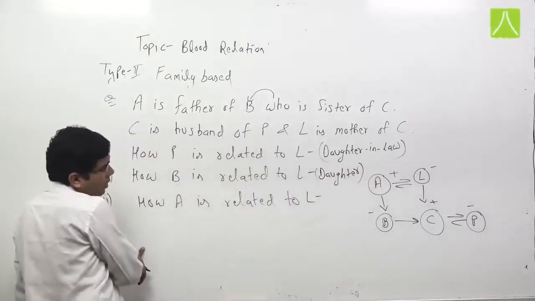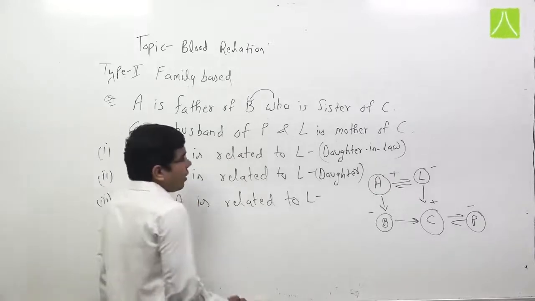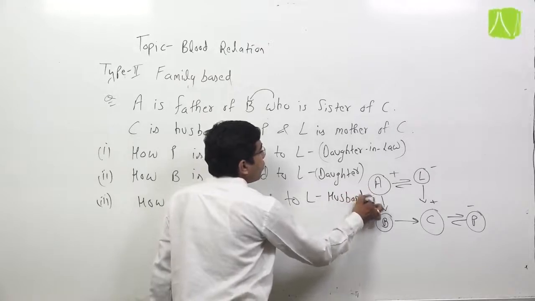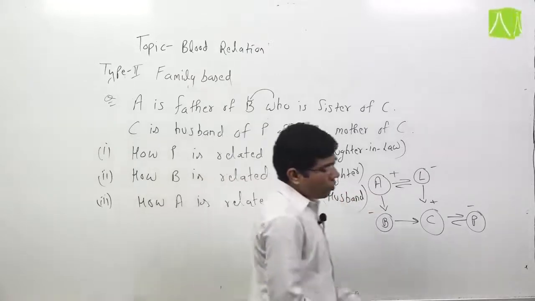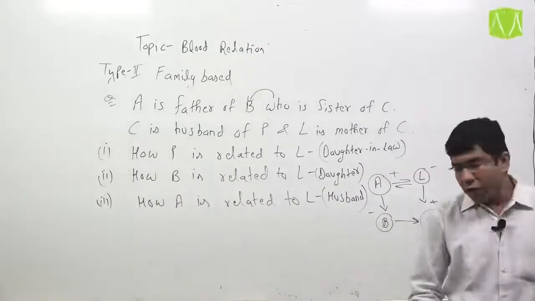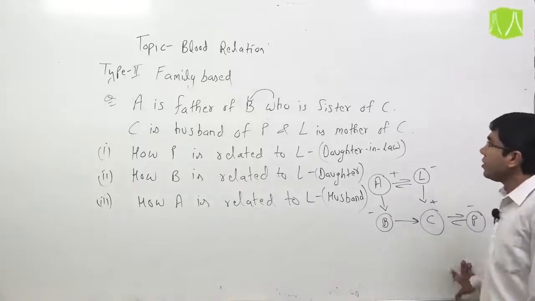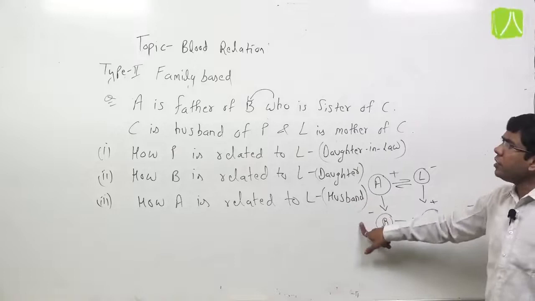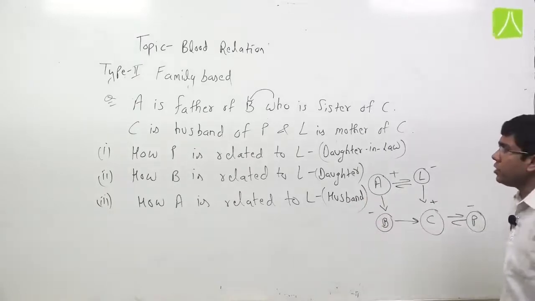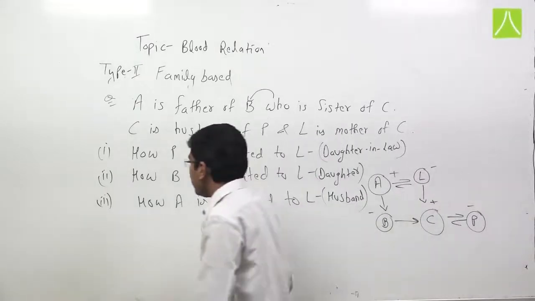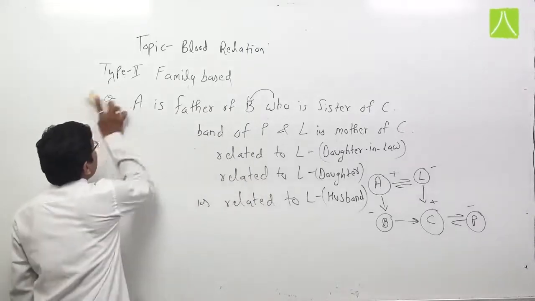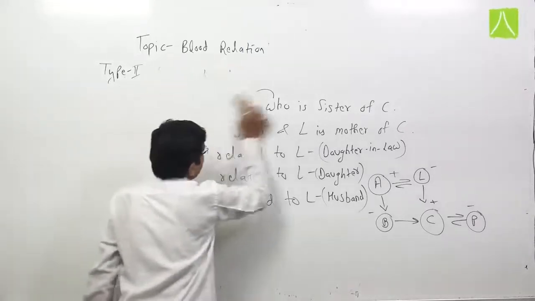Next, how is A related to L? A is the husband of L. So with the help of this family tree, we answer all the questions easily. This type is considered in family based questions, which is our type number 2. Now let's discuss what is type number 3 in this topic.